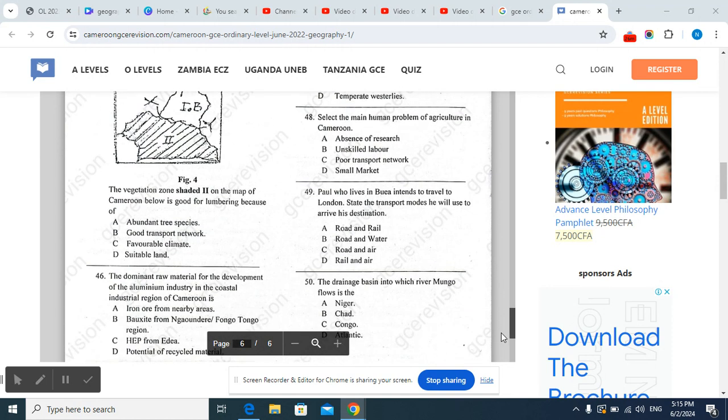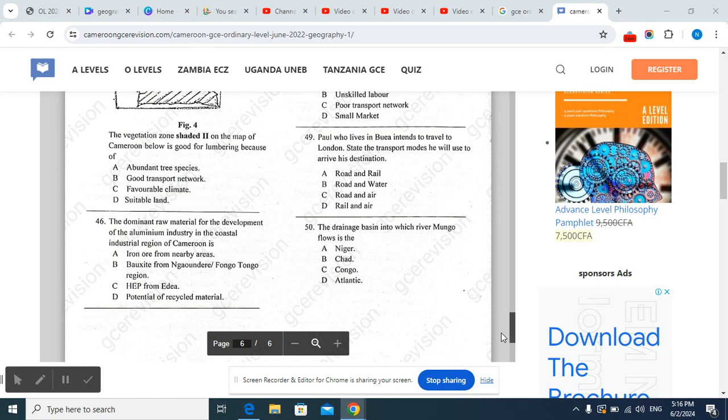Question 50. The drainage basin into which river Mongo flows is the Atlantic.